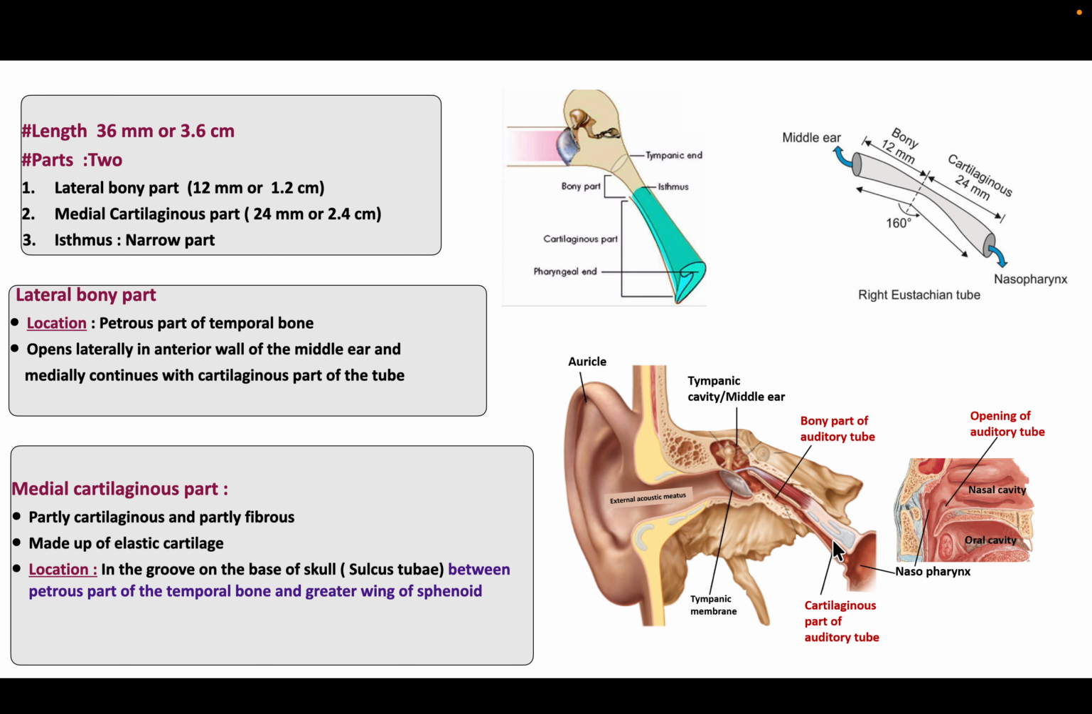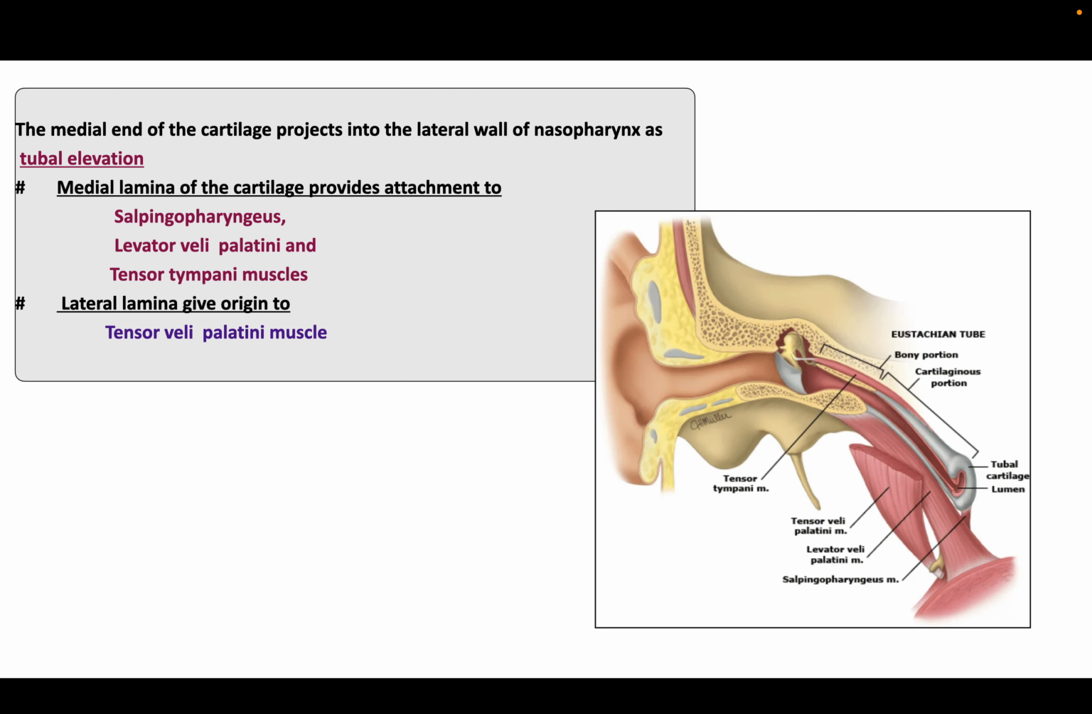Its location is in the groove of the base of skull, that is sulcus tubae, between the petrous part of the temporal bone and the greater wing of sphenoid. The medial end of the cartilage projects into the lateral wall of the nasopharynx as the tubal elevation. The medial lamina of the cartilage provides attachment to three muscles: salpingopharyngeus, levator veli palatini, and tensor tympani. So the medial lamina gives attachment to these, and the lateral lamina gives attachment to the tensor veli palatini muscle.